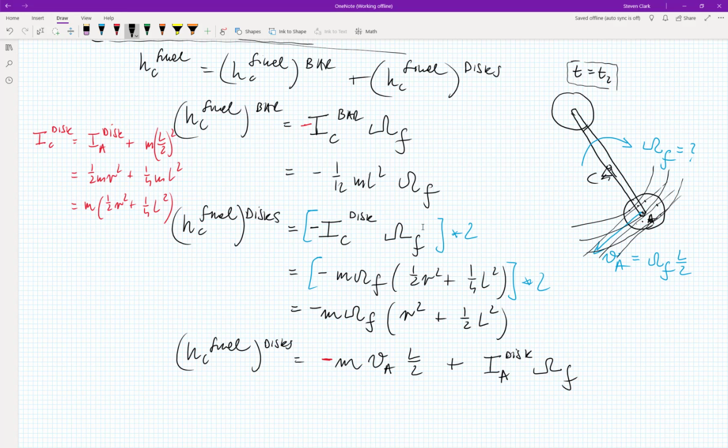Another way to look at that problem is that, please observe, guys, that at the final time instant that system is one rigid body. These disks do not move relative to the bar. It is one rigid body. So that means that the angular velocity of each of its components is omega final. Okay. Yes, Olivia.